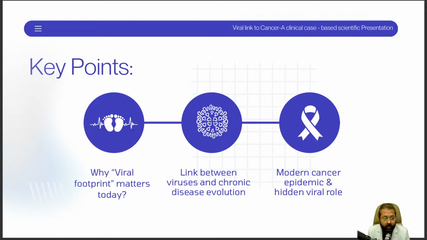Now if we look at the modern cancer epidemic and the hidden viral role, cancer epidemiology has drastically changed. How? Because nowadays we see cancer in young age groups, and more aggressive subtypes as well. About 15 to 20% of all human cancers have a direct viral etiology, while an even larger percentage have viral cofactors like HPV, HBV, HCV, EBV, HTLV, and even MCV. So this involves inflammation, genomic integration, oncoprotein expression, and immune evasion. This is how viruses are actually playing a big role.